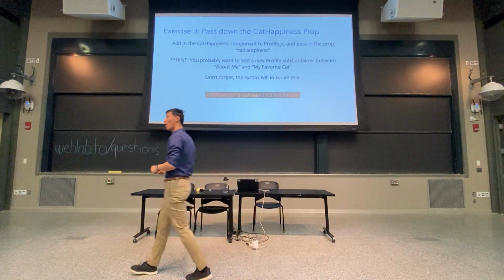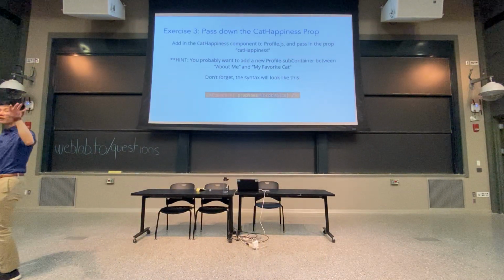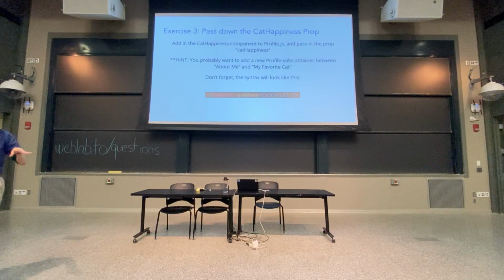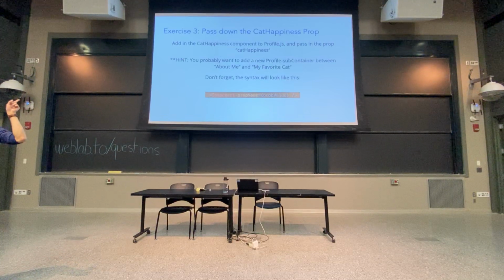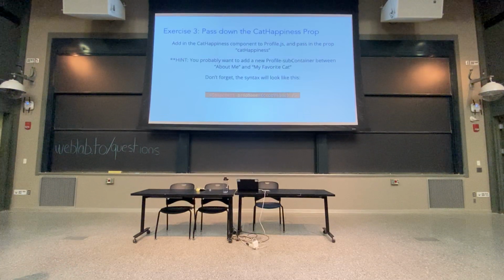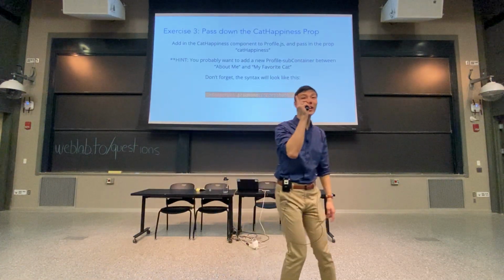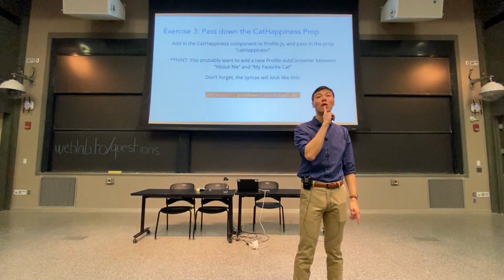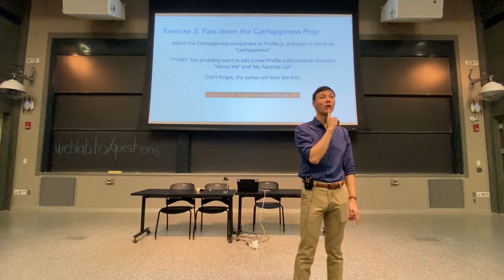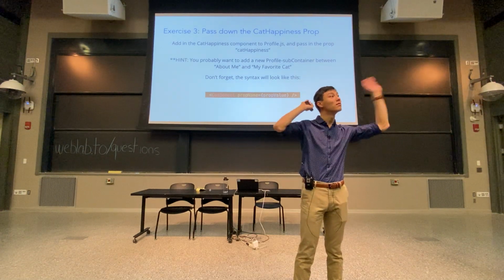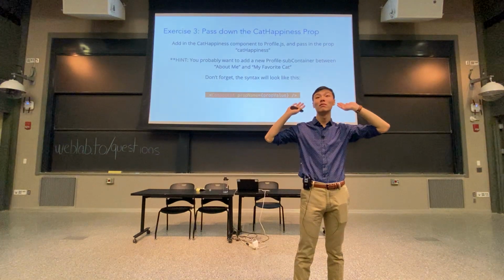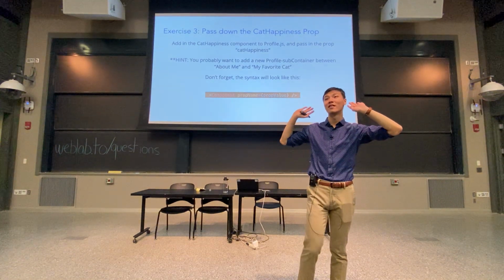So now, our last thing for pushing down the prop is passing down the prop, right? First thing we need to do is add in the cat happiness component to profile.js. Where should we add it? Which function does the cat happiness component go in? Anyone? Where should we go, guys? Come on. I believe in you.